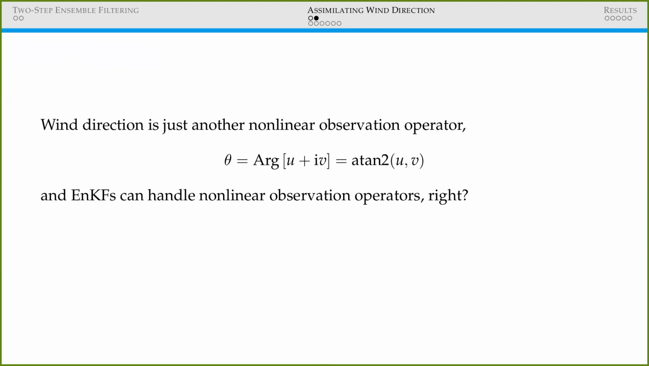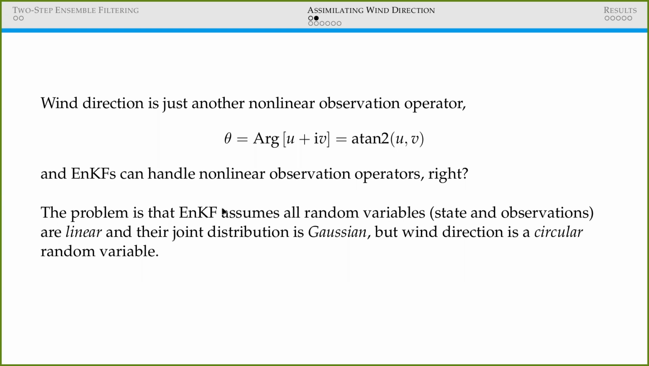Well, it doesn't sound that hard on the surface, right? Wind direction is just a nonlinear observation operator applied to the state. If you have two components of wind, zonal and meridional, you just feed them into a nonlinear function and out pops an angle, and we know how to handle nonlinear observation operators, so what's the problem?